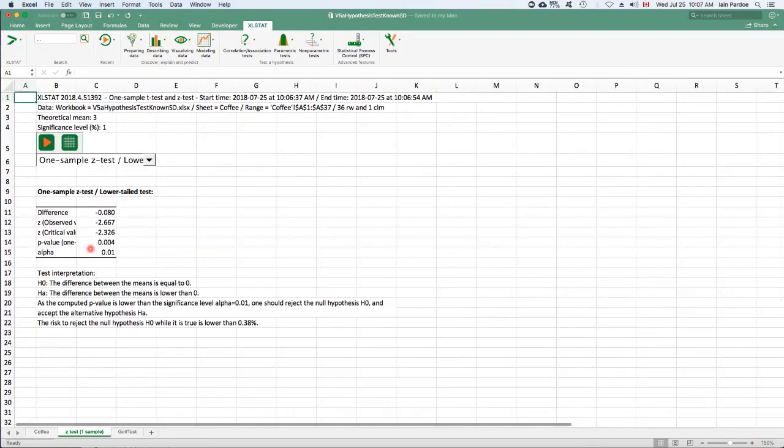So when XLStat does it, there's our test statistic, minus 2.67. There's our critical value, minus 2.326. So if our test statistic is to the left of that, which it is, then we reject the null hypothesis. Alternatively, here's our p-value, 0.004. You can actually see up here it's 0.0038 if you use 4 decimal places. That's what we calculated before. And there's our alpha. So if our p-value is less than our alpha, then we reject the null hypothesis.